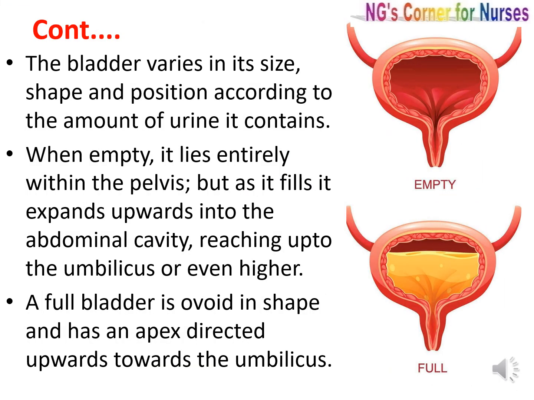The bladder varies in its size, shape and position according to the amount of urine it contains. When empty, it lies entirely within the pelvis, but as it fills, it expands upward into the abdominal cavity, reaching up to the umbilicus or even higher. So a full bladder is ovoid in shape and has an apex directed upward towards the umbilicus.